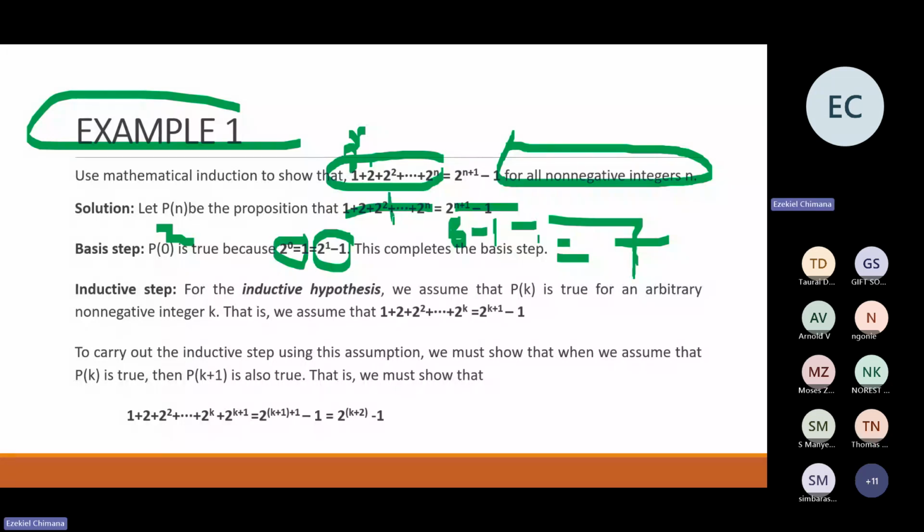So you are going to get what? This one. 1 plus 2 is what? Is 3. 2 squared is 4. So 4 plus 3 is what? Is going to be 7.